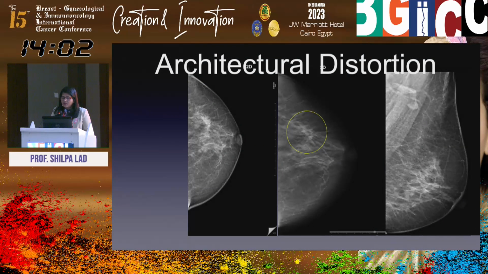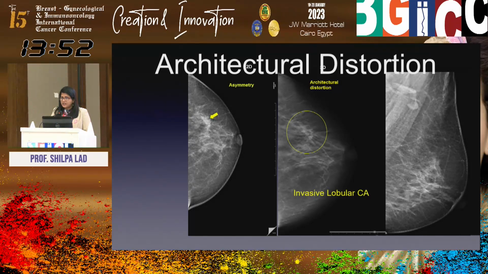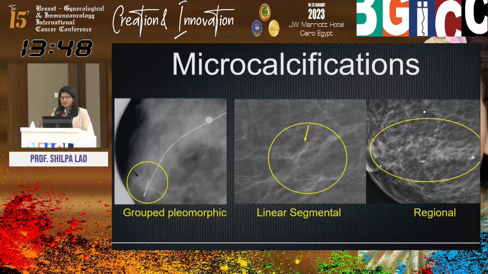In this case, however, this architectural distortion was more sinister. We did not have a sonographic correlate, and this turned out to be an invasive lobular carcinoma. Not being able to do this biopsy would have been a loss of not being able to diagnose the invasive lobular carcinoma in time. What are the microcalcifications which can be biopsied? Grouped pleomorphic, linear segmental, or regional microcalcifications.